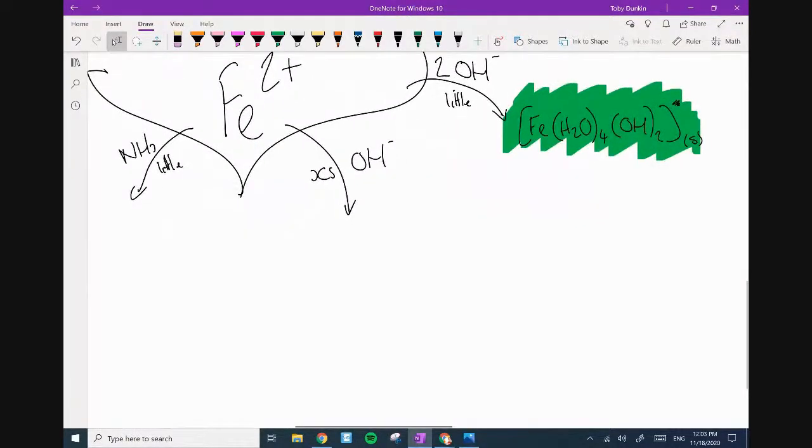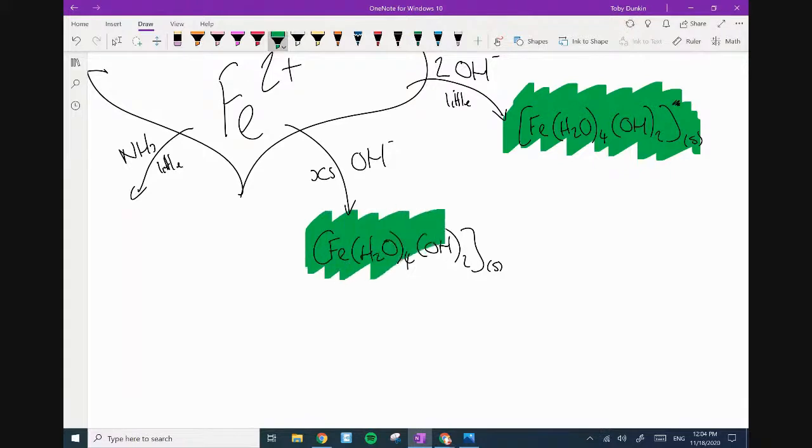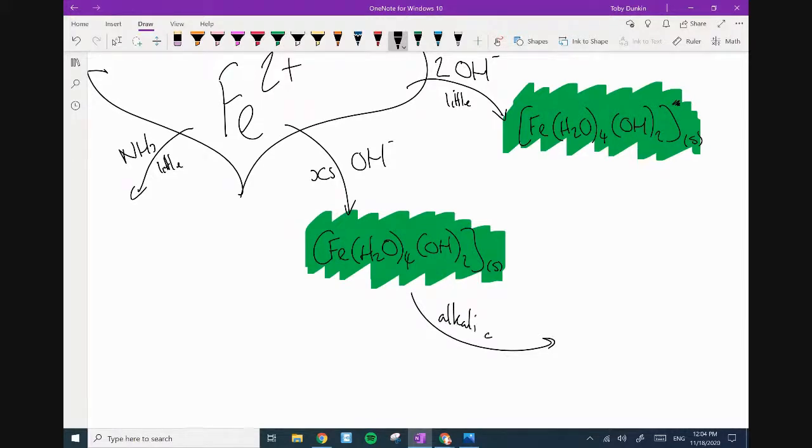But now we add excess and things change. We form the same thing. It doesn't redissolve, because it's not acidic enough. The iron tree breaks that rule, yet we form the same snot green precipitate. However, we are now in alkali conditions, because it's in excess.